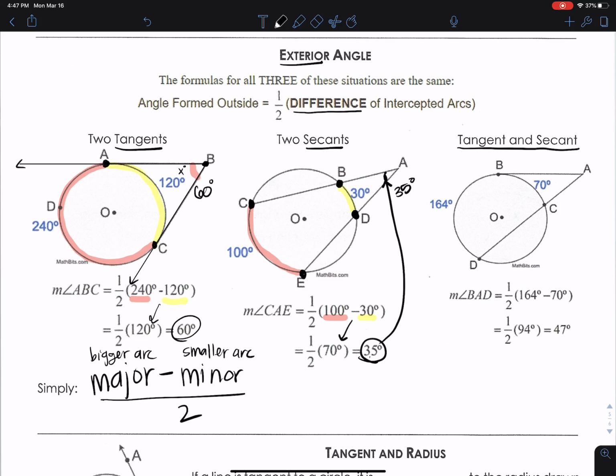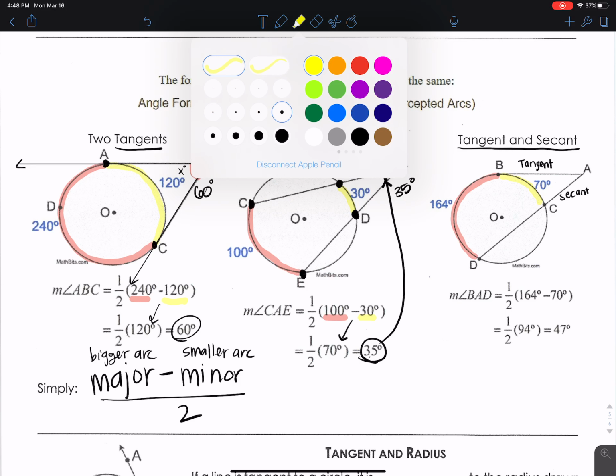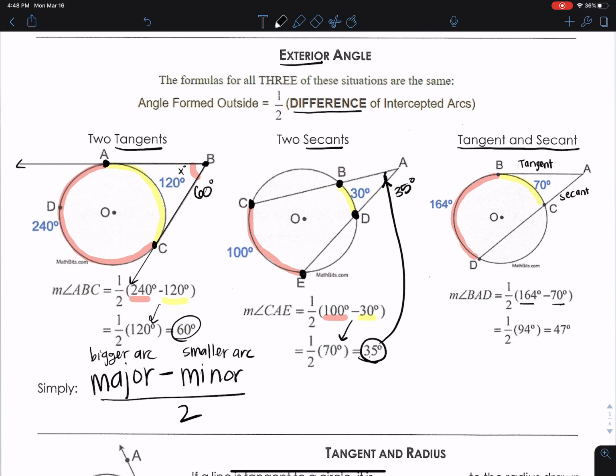And then our last one is if we have a tangent and a secant. So AB, this is our tangent because it just intersects the circle once. And then AD is our secant. So if we had a combination of the two, then it would still work. So our major here, the bigger one, is 164. Our minor is 70. And if we do 164 minus 70, that gives us 94. We divide it by 2, and that gives us that this angle right here is 47 degrees. And that's how you do exterior angles.